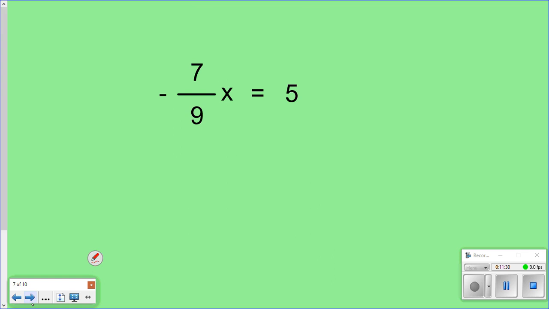Let's do one more together. So I have negative 7/9 x equals 5. Negative 7/9 x equals 5. You want to try it? Try it. See what happens. Can I make this a fraction? Yeah, do that already if that helps. Now try it yourself. See if you can do it. Make sure everything's in the correct order.